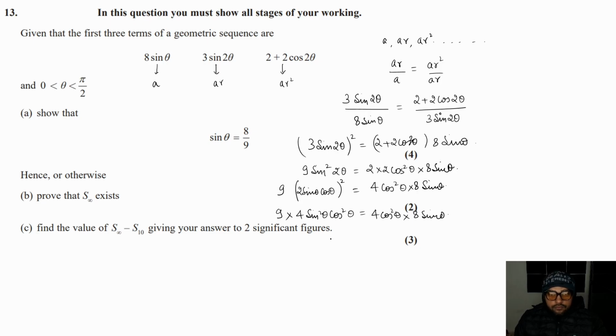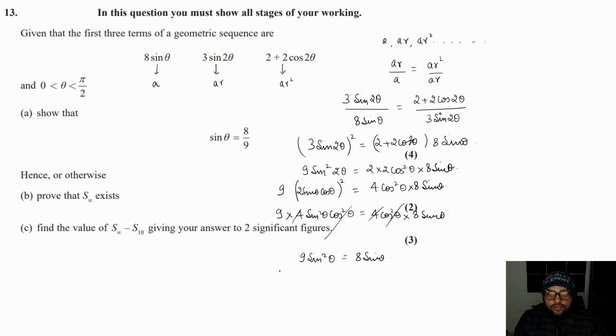Okay, so from here we can say this cos²θ and this cos²θ got cancelled. This 4 and this 4 got cancelled. So we are left with the term 9 sin²θ equals 8 times sin θ.